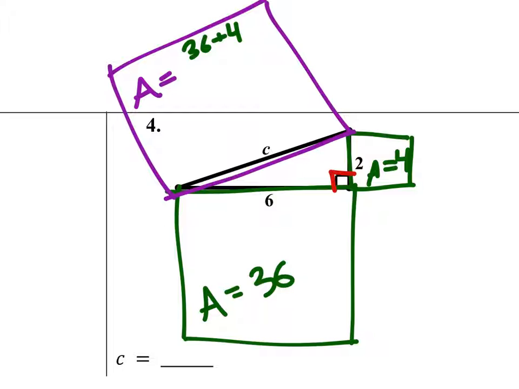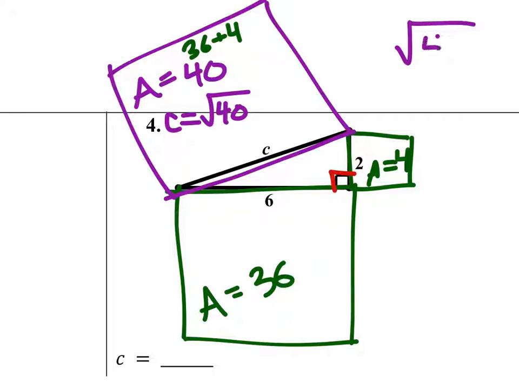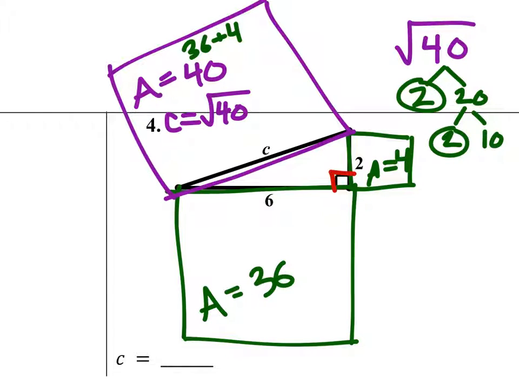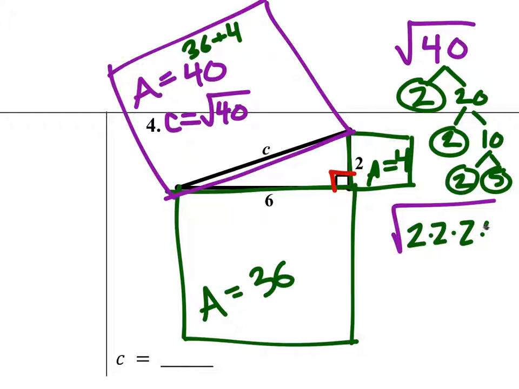That's close, if there were squares to count. This one is 40. So C is going to be the square root of 40. But let's check to see if the square root of 40 can be simplified. So I'm going to split this up into 2 and 20, and then this splits up into 2 and 10, and this splits up into 2 and 5. So the square root of 40 is really the square root of 2 times 2 times 2 times 5.